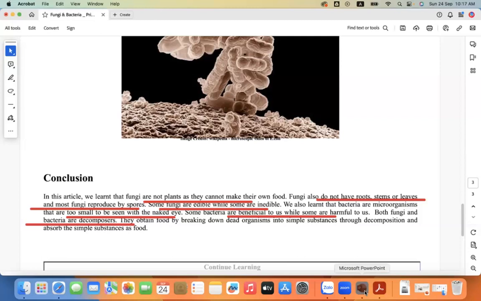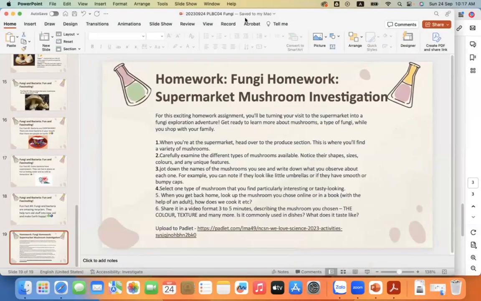All right, without further ado, let me go back to the slides to show you the homework for today's lesson. In short, you have to go to the nearest market to find out what type of mushroom they sell. Then of all the mushrooms you see in the market, choose one that you think is very interesting. For example, the shape is very unique, or it looks like an umbrella, or it has a smooth or bumpy cap.